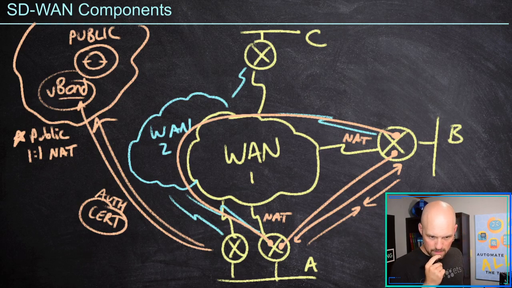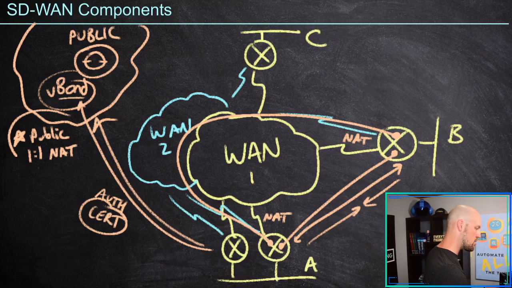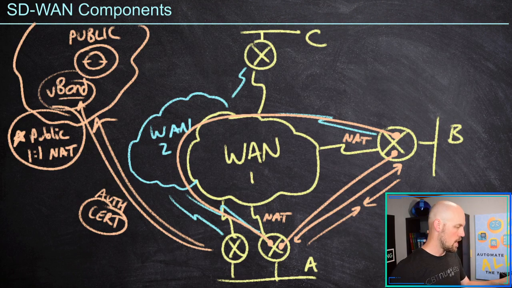Whew. Okay. That's about it. That's the main thing you need to know about the vBond at this point. Again, a very important piece of information would be this right here: the vBond must have a public IP address or be behind one-to-one NAT.